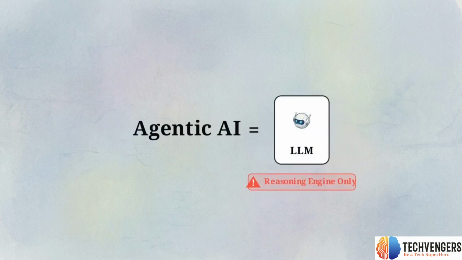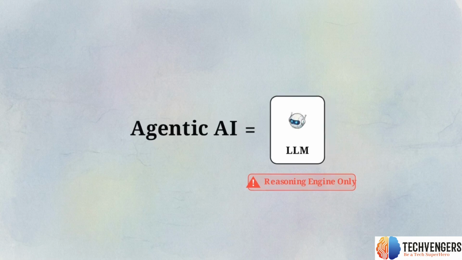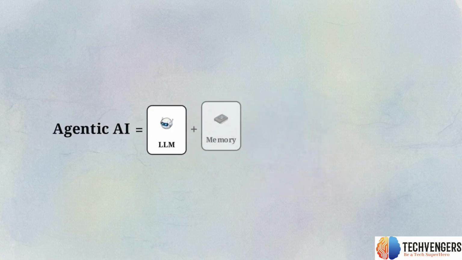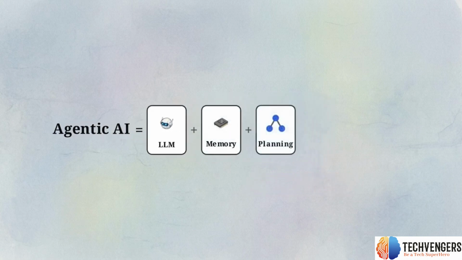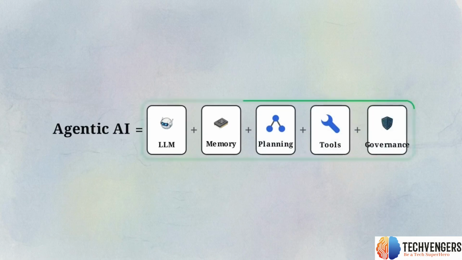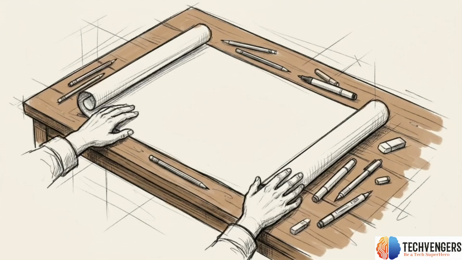Most enterprise AI initiatives stall because teams deploy a bare language model. A model is just a reasoning engine. To build a system that actually accomplishes work, you have to surround that engine with memory, planning frameworks, tool access, and strict governance. Grab a whiteboard.